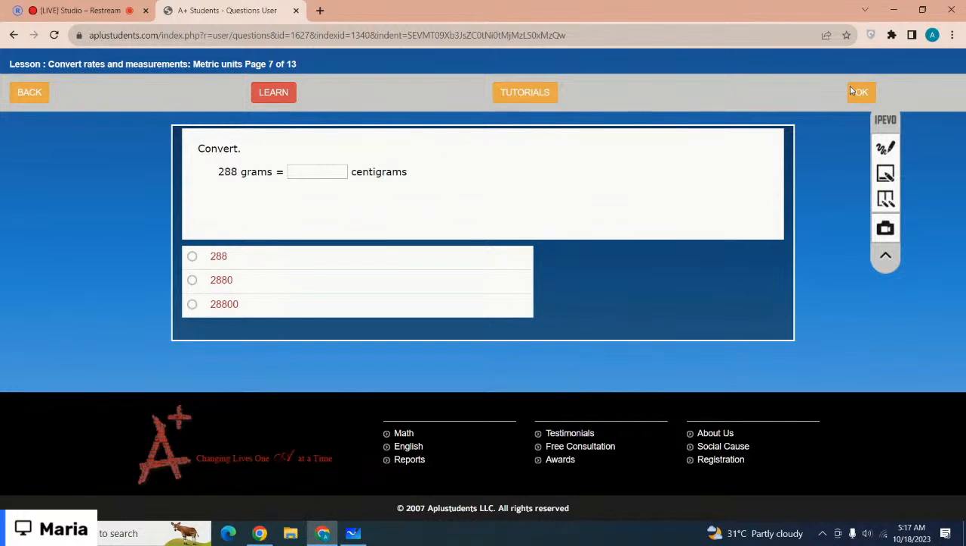288 grams equal 28,800 centigrams, right? That would be the last option.